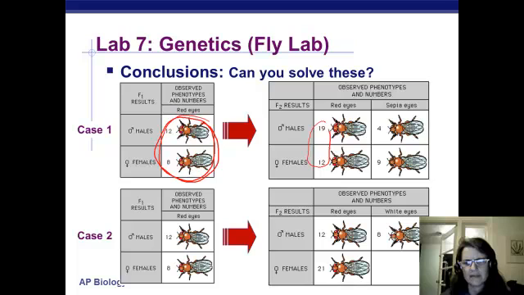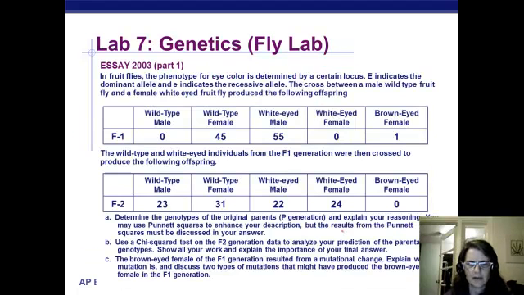So maybe we add these together and add those together, and what we really have is a 3 to 1 ratio. But here sex seems to matter because the white eyes are only showing up in the males, so this must be a sex-linked trait, and so on. So you've got to be able to look at the numbers, look at the ratios, and try to deduce what you've got going on.